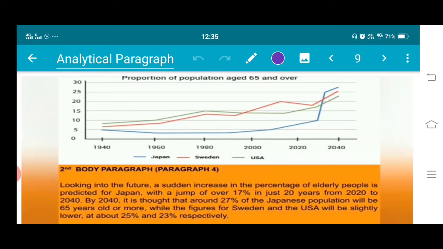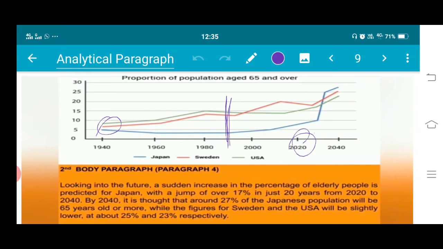Now we have to look for the second body paragraph, which would be paragraph number 4. Clear? So here we have to give something like we have discussed that it was increasing at the initial stage, near about 1990 it was gradually increasing. And right now we are in 2020, right? We are here. So it is given for our future, that future graph is also given here, that in 2040 what would be the rate of population of the aged people 65 and over. So that also we have to do.